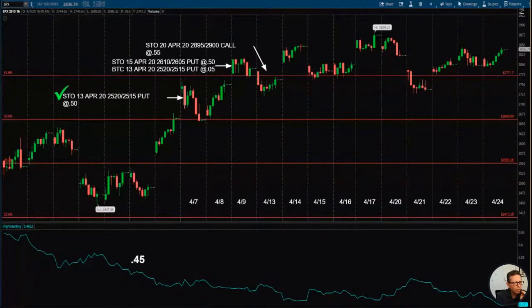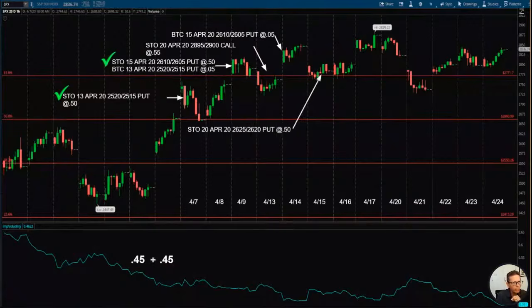Okay, so I don't count the money until I close the trade, right? So now I put on a call spread after that, the next day, right? And then I closed the other trade that I had put on, where the check mark is, for 5 cents. Well, that's another 45 cents that I earned.